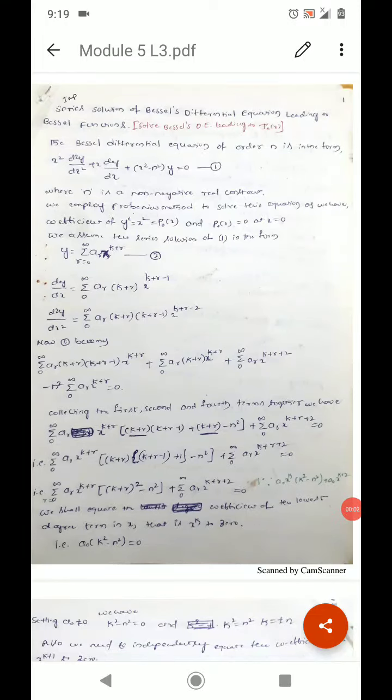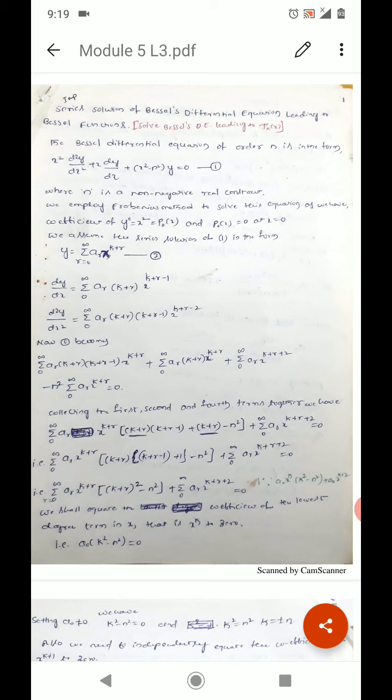Next, we have series solution of Bessel differential equation leading to Bessel functions. That is, Bessel differential equation leading to Jn of x. Here Jn of x denotes Bessel function.